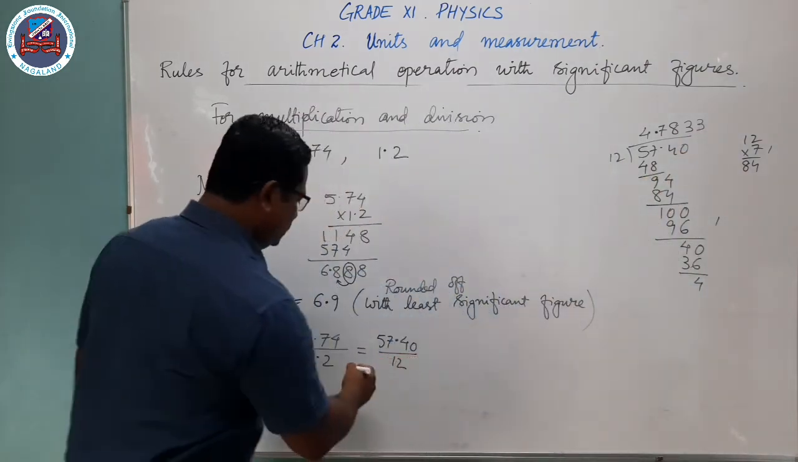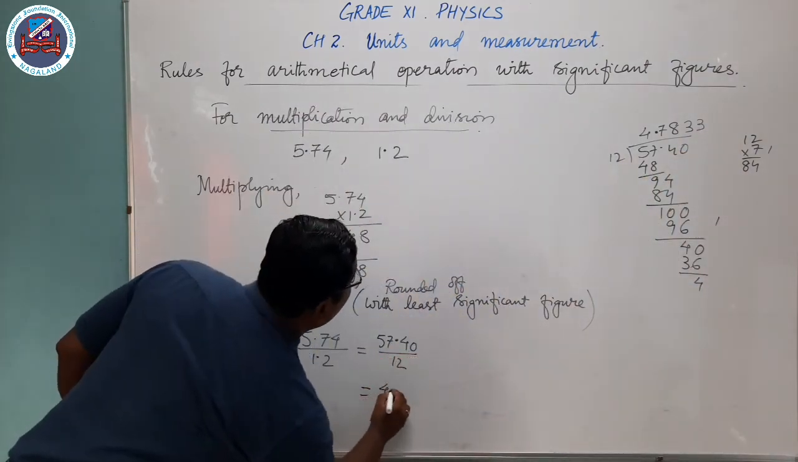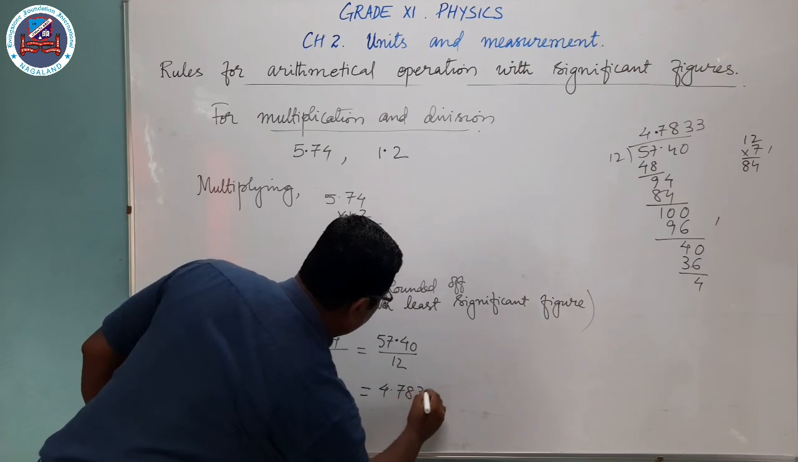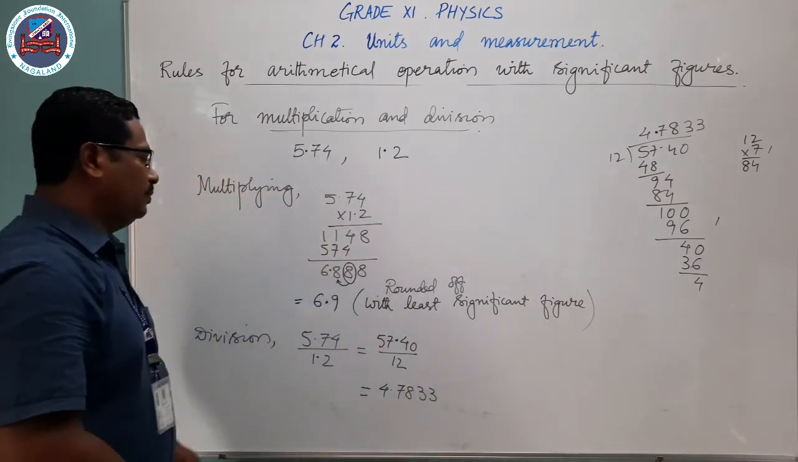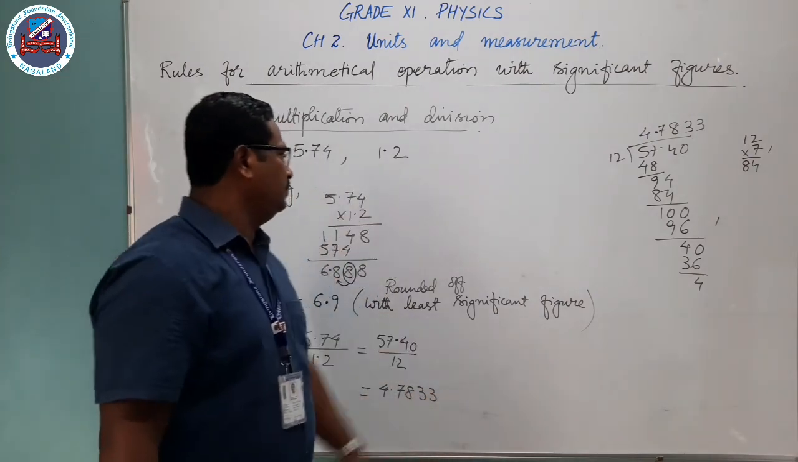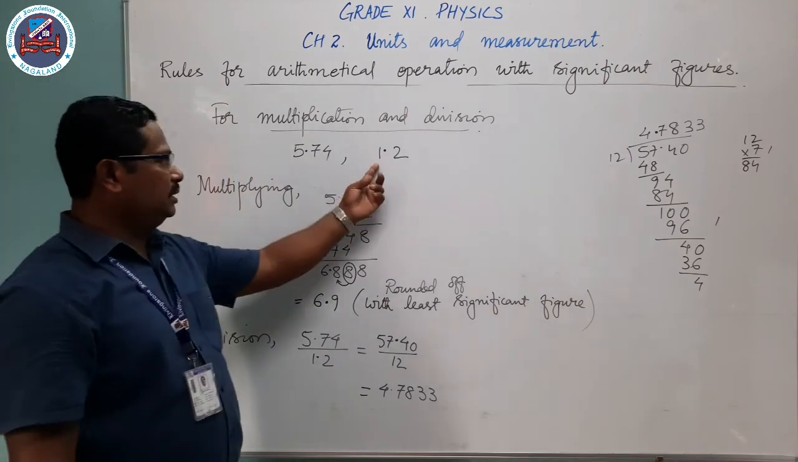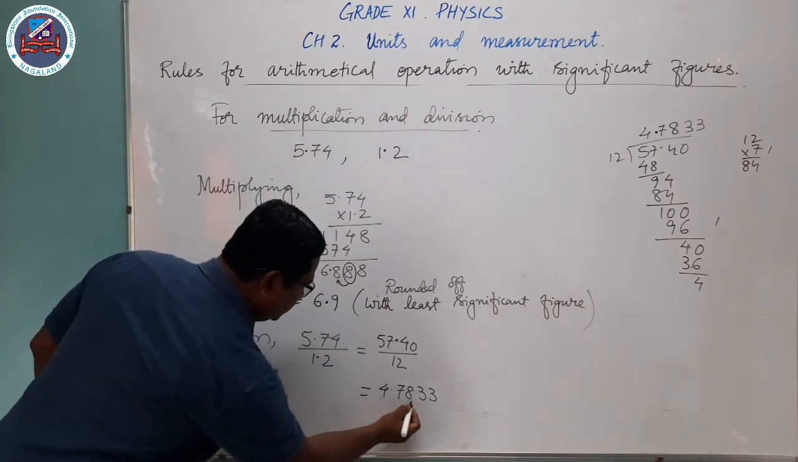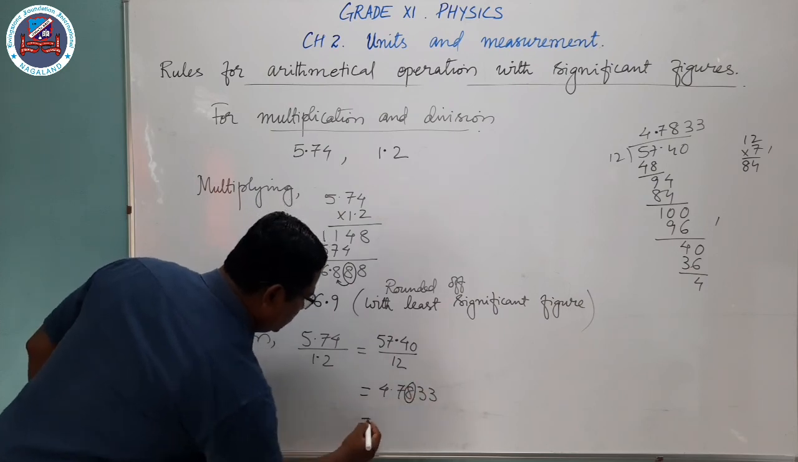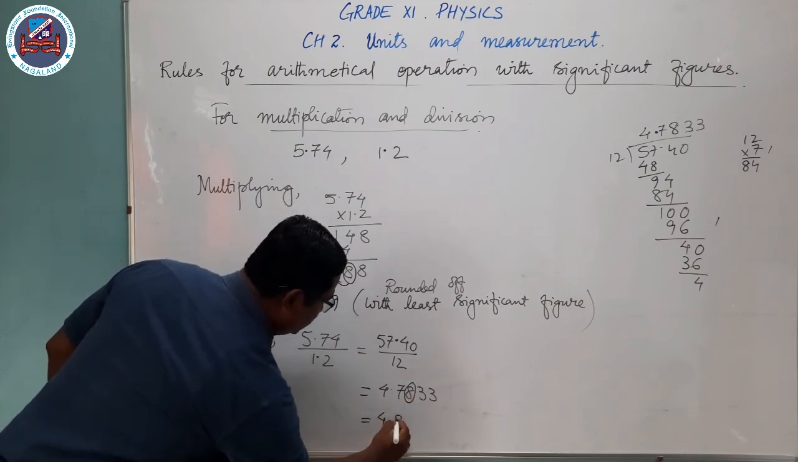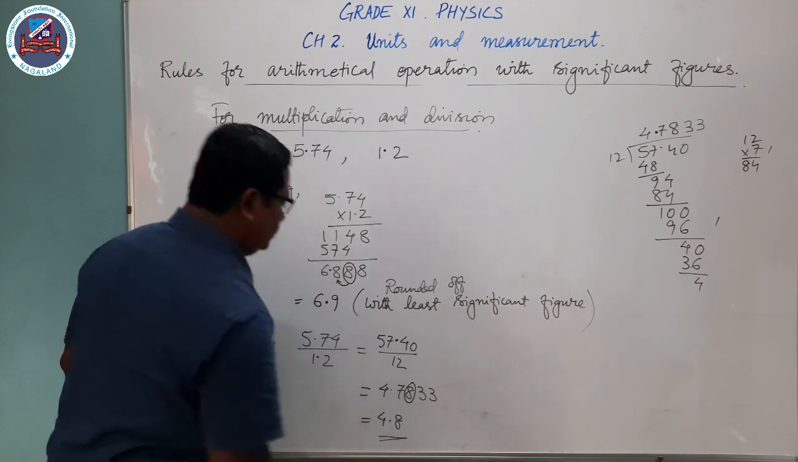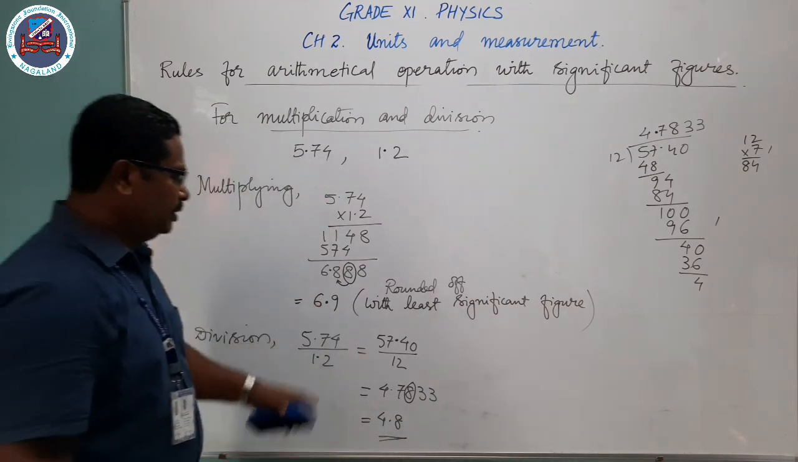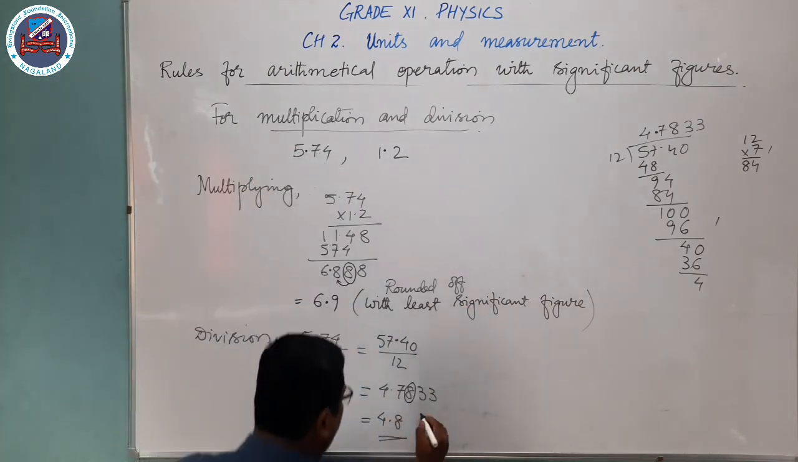So first we'll write down this one. This is 4.7833. Now you have to round off with the least significant figure. Now the least significant figure is only 2. So here also you have to make it only 2. Now this one has to be dropped. As it is more than 5, you have to add 1. So here also rounding off is done with least significant figure.